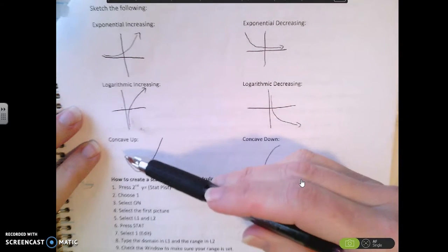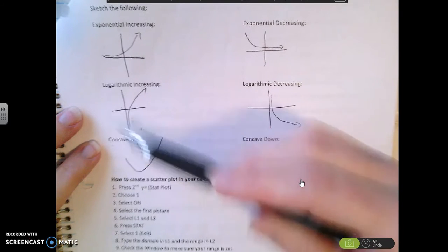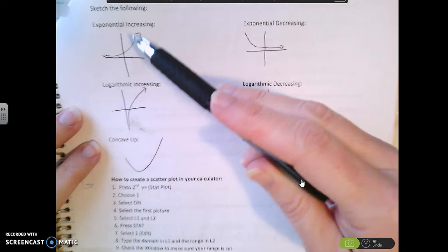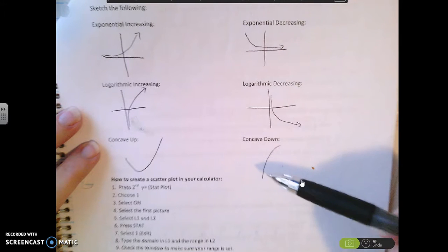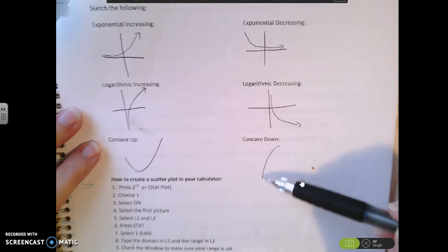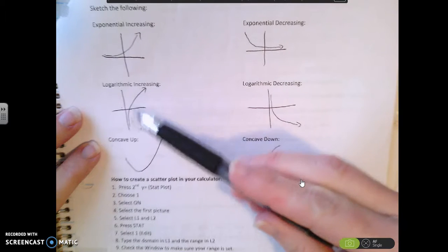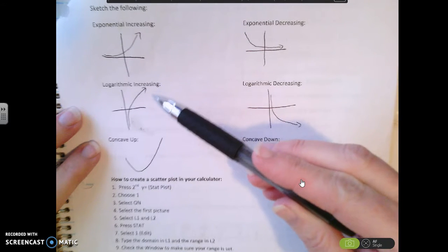When we talk about a concave up problem, that's what a concave up would look like. So exponential increasing is concave up, and exponential decreasing is concave up. And concave down would look sort of like your logarithmic curves, right? Or your square root curves. So here's our logarithmic curves, and that would be concave down.